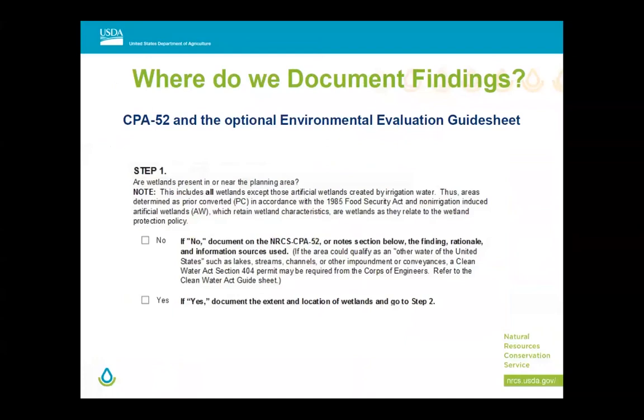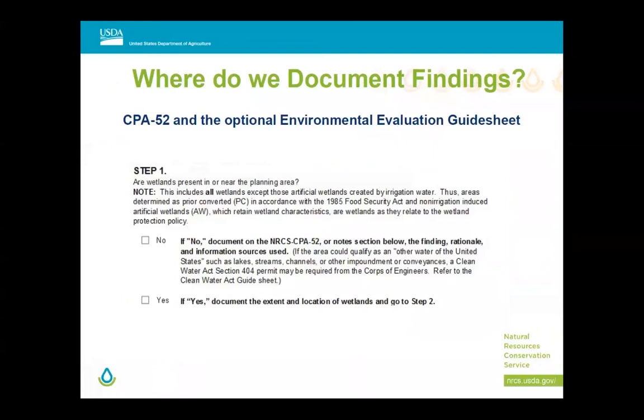So the first question in step one is, are wetlands present in or near the planning area? And it doesn't require you to do an intensive wetland delineation of every single site. This is really based off of your observations and the off-site data that's available. And it includes all wetlands, which is a little bit different from our Food Security Act work. So there could be prior converted wetlands out there. And if they're meeting wetland criteria, then you would need to consider them. And in certain situations, which they're saying non-irrigation induced artificial wetlands, which retain wetland characteristics, they need to be considered as well. So that's a little bit different than our Food Security Act work, where we might not be worried about certain types of wetlands. So do bear that in mind.